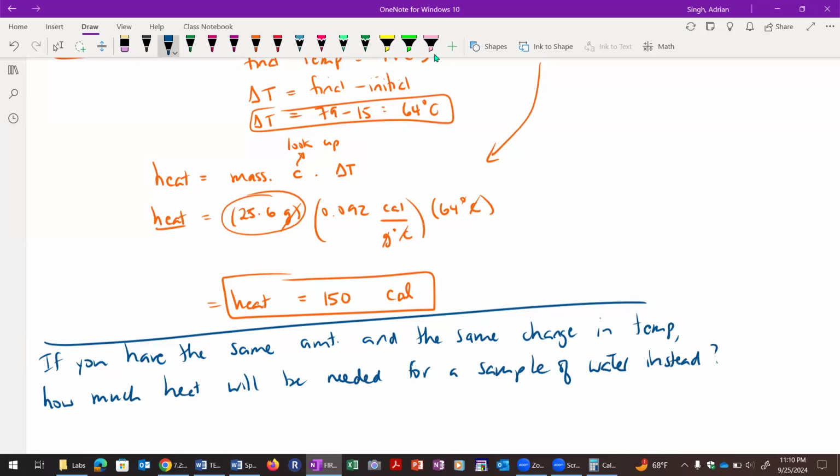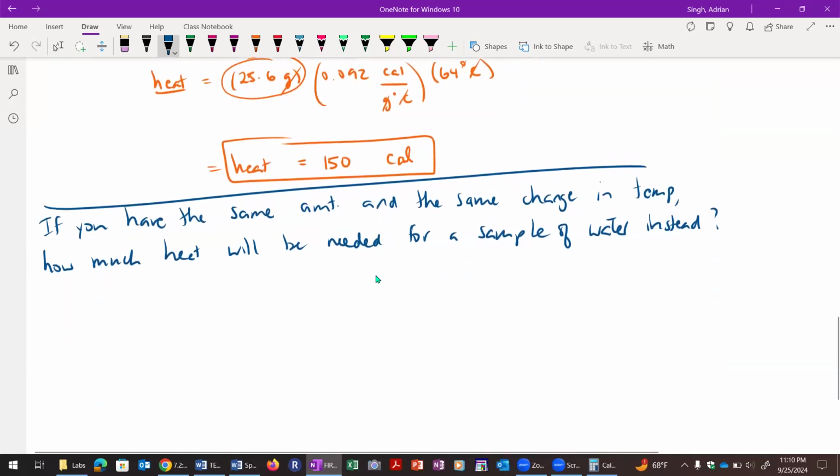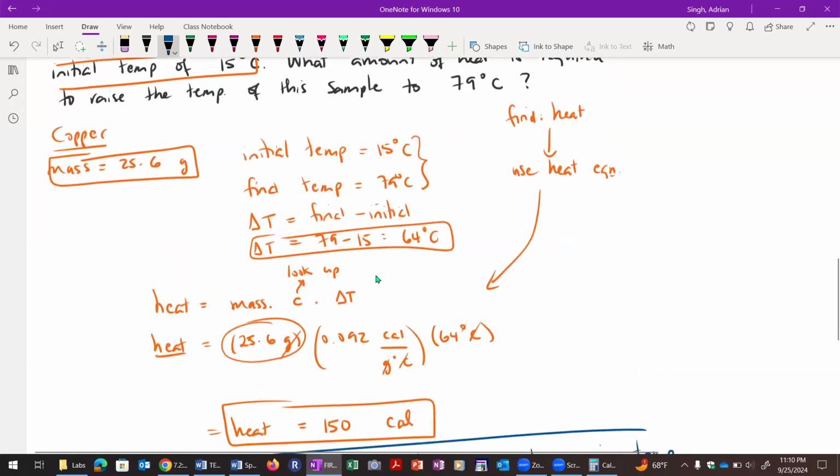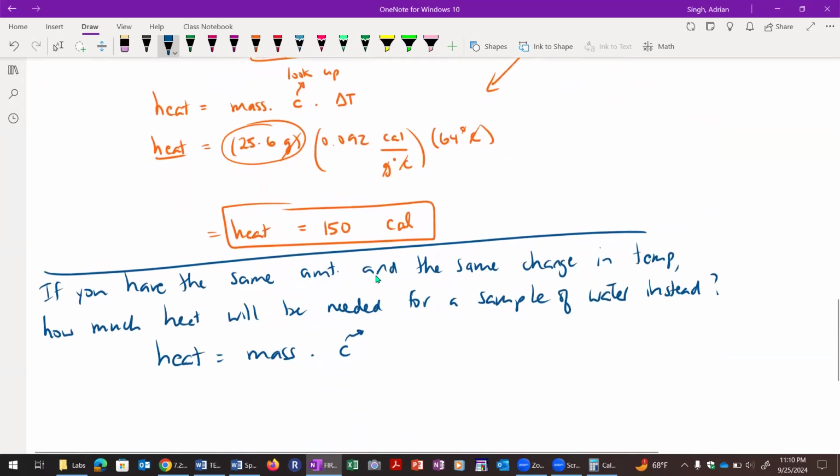Okay, so we have the same amount of water, 25.6. We have the same temperature change from 15 to 79, so that's 64. Let's calculate how much heat is needed to change the same amount of water. So we're going to use the heat equation again. So the heat will be the mass of water, which is the same mass. We're just assuming it's the same, times the specific heat. Now the specific heat for water is different, right? So it's 1.00 calories per gram degree Celsius. And then the delta T is going to be the same, 64.